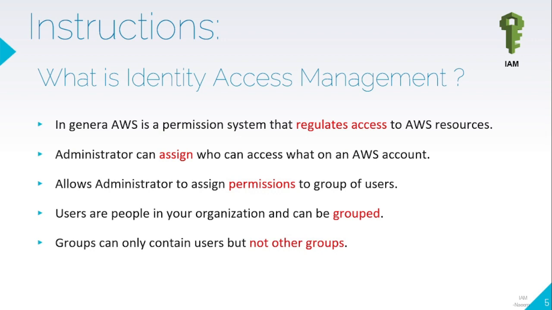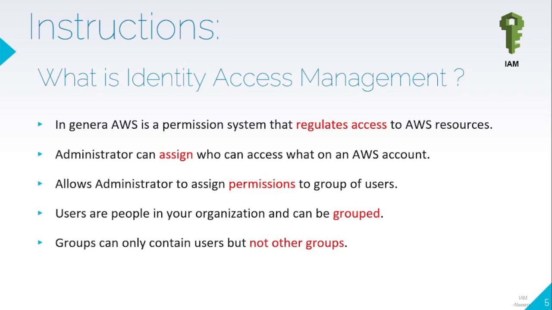Administrator can assign who can access an AWS account. So it allows the administrator to assign permission to a group of users. The administrator can also give permission to an entire group, not only to a user, but to an entire group. We will see all these things in the next slide.